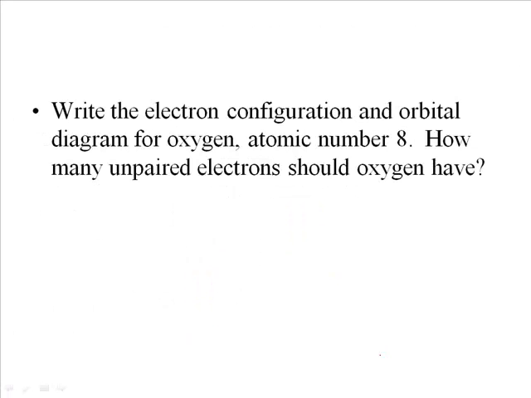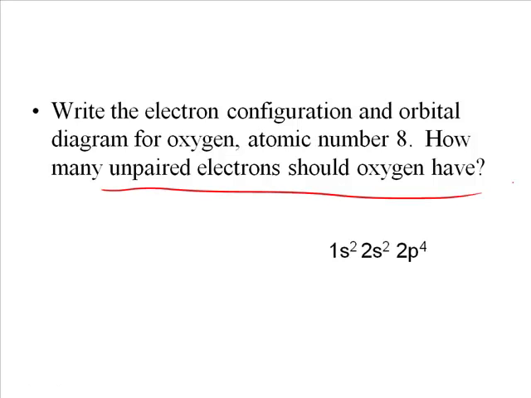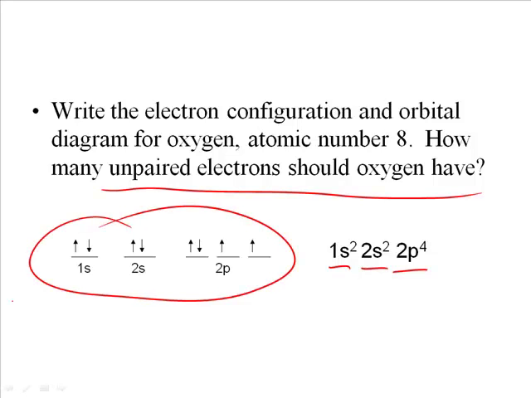Okay, so they want you to write the electron configuration and orbital diagram for oxygen, which has an atomic number of 8, and then say how many unpaired electrons oxygen should have. So our electron configuration would be 1s2, 2s2, 2p4. Using just that information, though, it's hard to tell how many unpaired electrons you would have. And that's where the orbital diagram is very helpful, because once we do the orbital diagram, we can see that oxygen has 2 unpaired electrons.